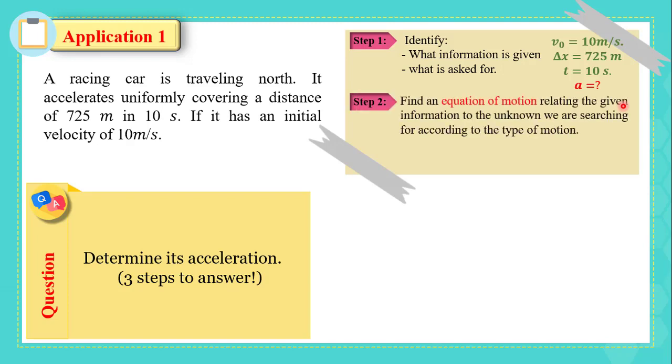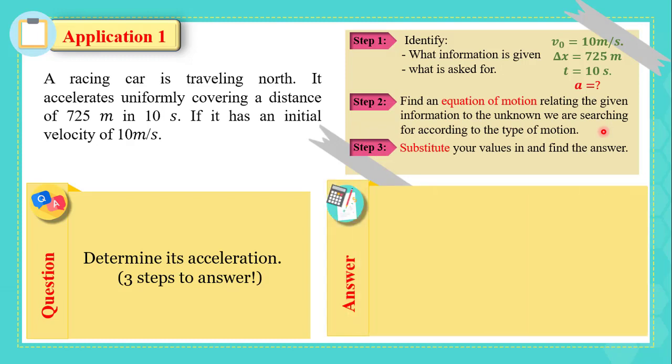If you struggle to find the correct equation, you need to follow the second step. You need to find an equation of motion relating the given information to the unknown we are searching for, according to the type of motion. In the third step, you have to substitute your values and find the answer.